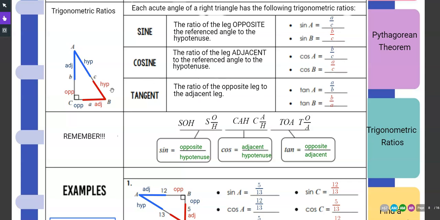The tangent is the ratio of the opposite leg to the adjacent leg. So for angle A, the opposite leg is side A, the adjacent leg is side B. A to B, or A over B. The tangent of angle B is opposite side, which is side B, over adjacent side, which is side A. Side B over side A. So the tangent of B is B over A.